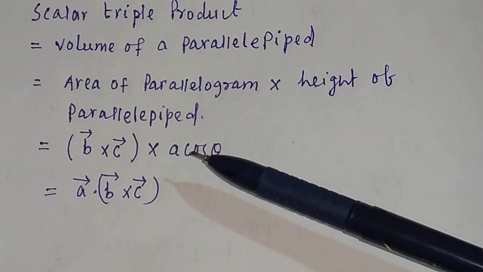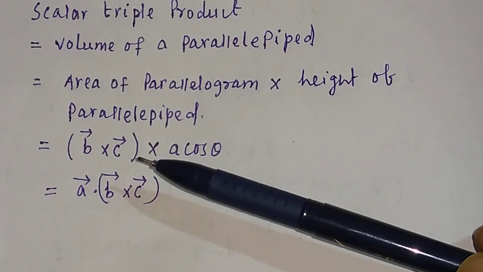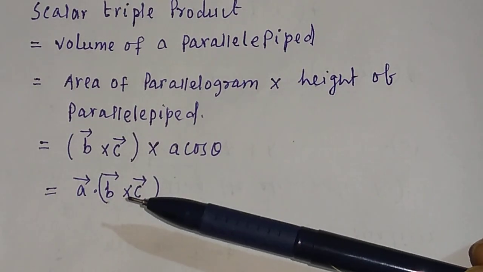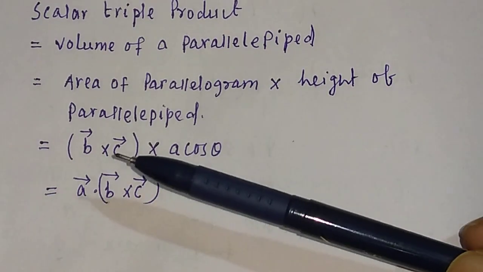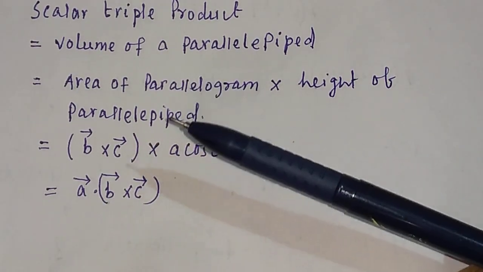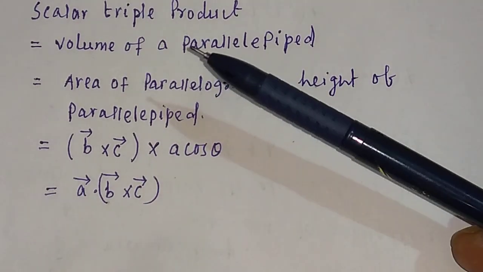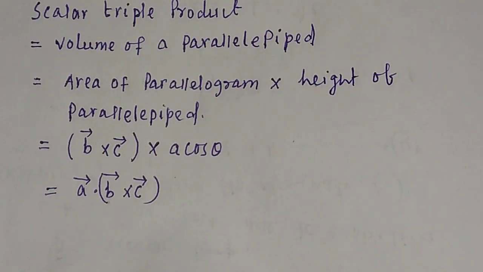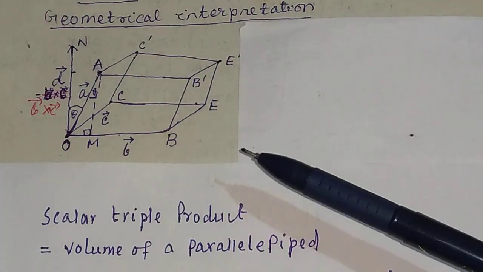So if the height of the parallelepiped is equal to A cos theta and the area of the parallelogram is equal to B cross C, then the volume of the parallelepiped will be equal to A dot B cross C, because A multiplied by B cross C with cos theta is nothing but A dot B cross C. So in this way, you can prove geometrically that the volume of the parallelepiped is equal to the scalar triple product. And this is called the geometrical interpretation of scalar triple product.